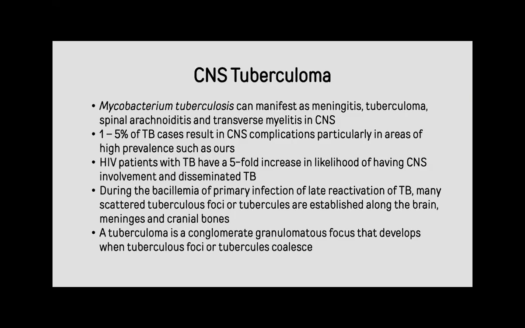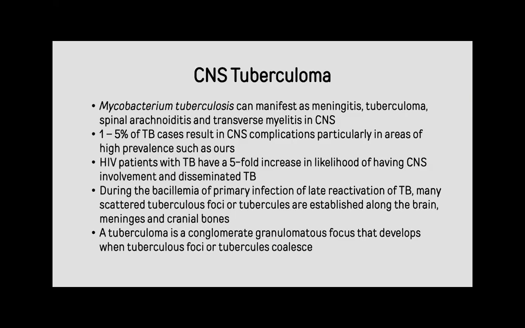There's a high prevalence of tuberculosis in our setting, in particular affecting people living with HIV. TB is caused by Mycobacterium tuberculosis and in the central nervous system can manifest as meningitis, tuberculoma, spinal arachnoiditis, and transverse myelitis. 1 to 5% of TB cases result in CNS complications, particularly in areas of high prevalence, such as ours. This figure is 5-fold in HIV patients with TB.